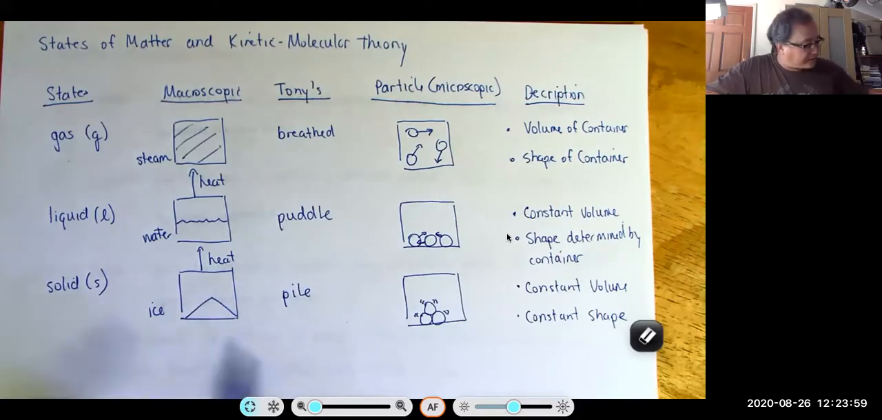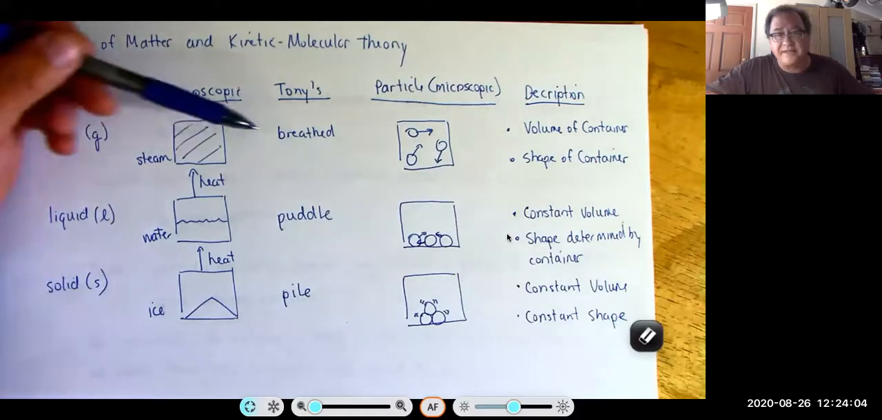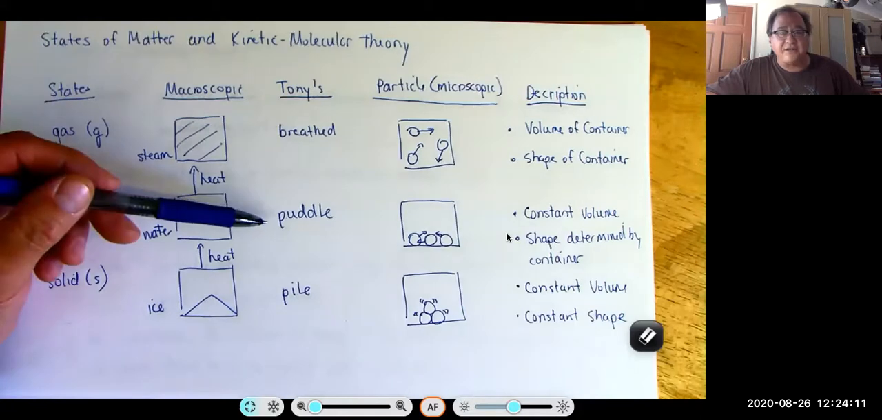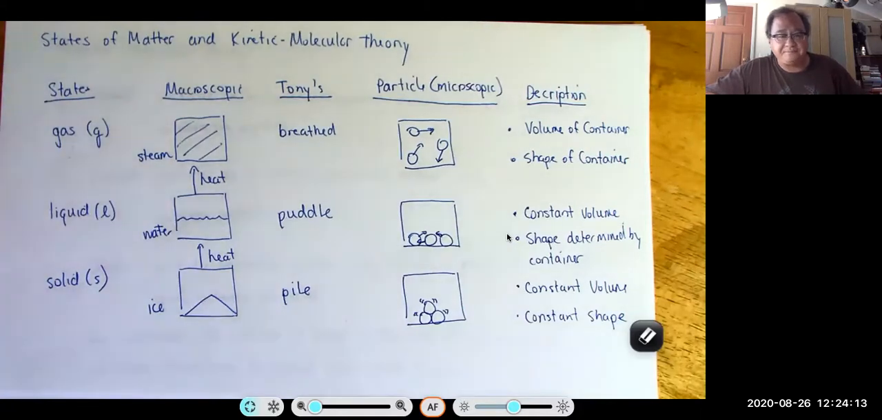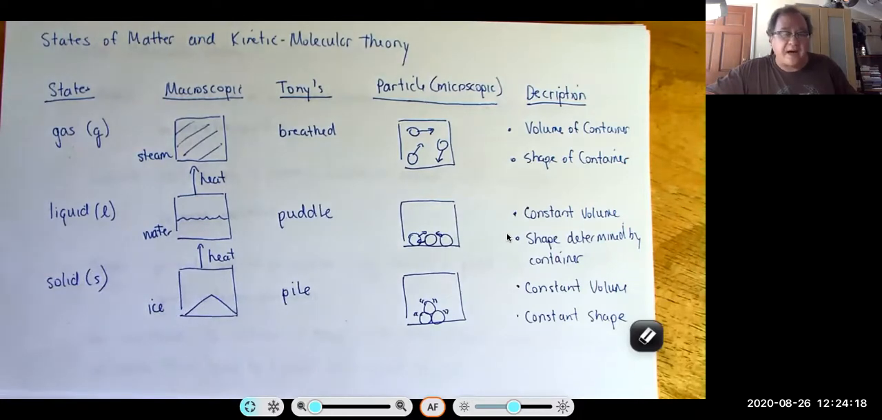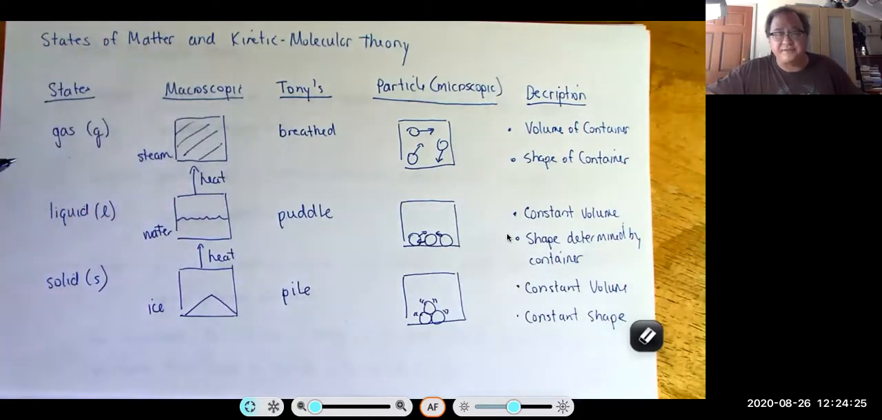And the reason I drew each of these this way is because my description of these is that a gas is something that could be breathed, not necessarily that something you want to do. A puddle is something that you could jump in and would splash around. And a pile is something that you can make out of a solid. You can't make a pile out of a liquid. So I call this my second grader's description of each of these states. Gas could be breathed. Puddle is something you jump in, that's a liquid. A solid is a pile, okay?